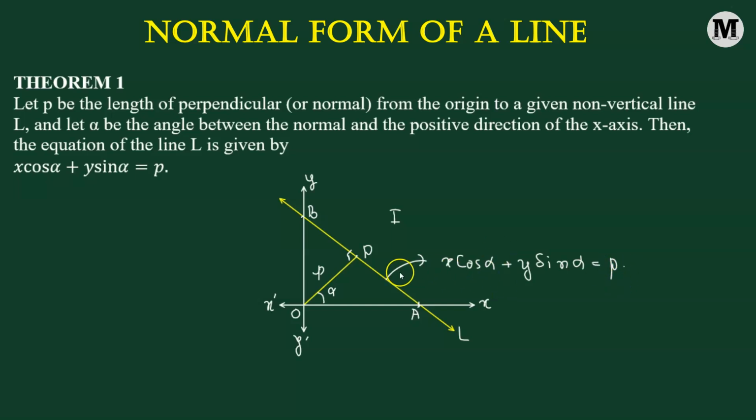So in order to determine the equation of a line, we need two pieces of information. One is the perpendicular distance of the straight line, or the non-vertical line, from the origin, and we also need the angle that the perpendicular makes with the positive direction of the x-axis. Now this is not the only scenario. We have a couple of other scenarios as well. Let's look at them one by one.